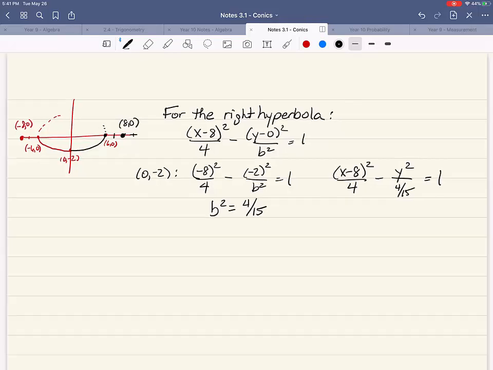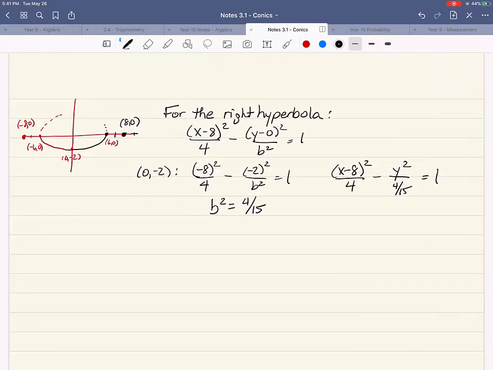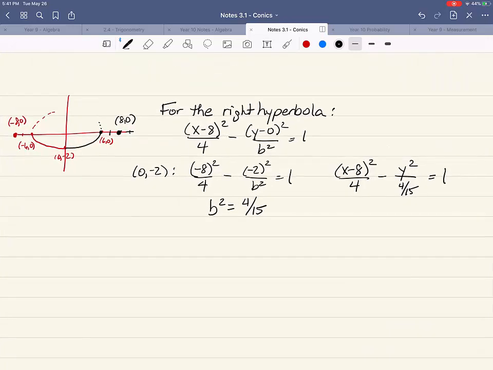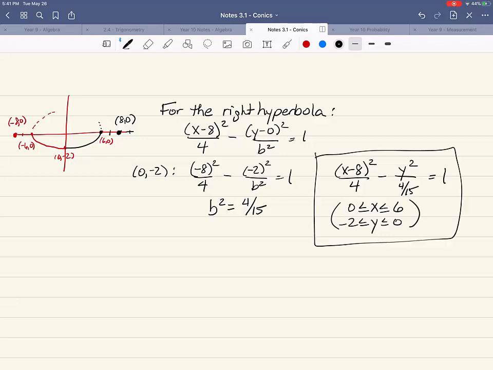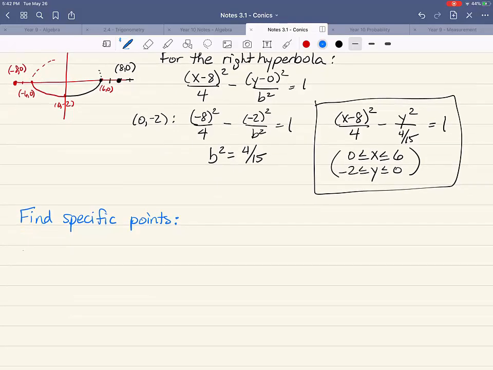Now be careful to write your domain restriction. This one is going to be from 0 to 6, and then -2 to 0 for the y's. And there is your right hyperbola. The next part of the problem will ask you to find specific points. So let me show you what this looks like. This would be like a part B.